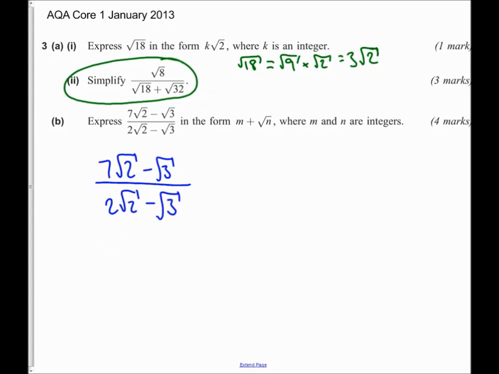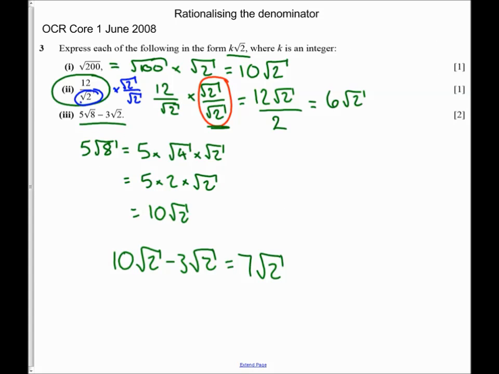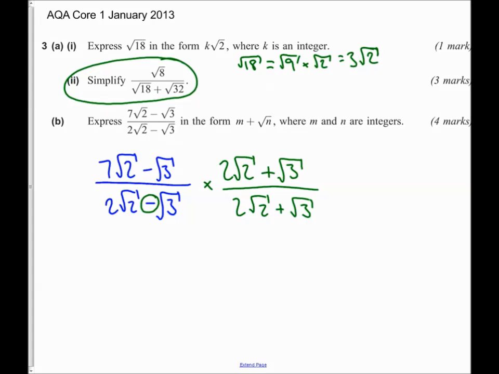We're going to change the sign in the middle. So because there's a minus here, I'm going to multiply by 2 root 2 plus root 3 over 2 root 2 plus root 3. So just like before, where I said this red bit was equal to 1, this is still equal to 1. But it's a little bit more complicated and I need to be slightly more careful when I'm expanding it. So what I'm going to do is treat it as if I was expanding out brackets.